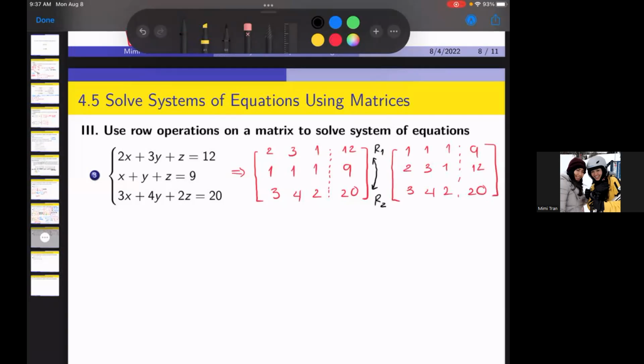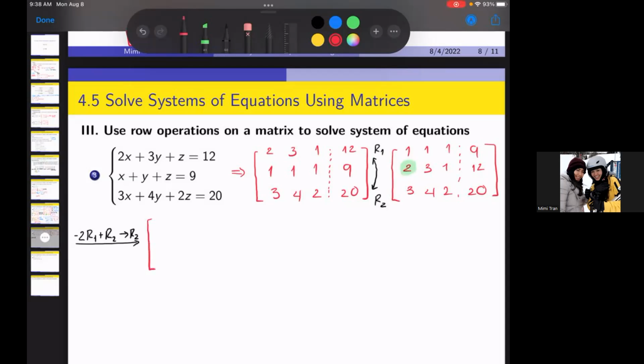All right, now I need to make this into a zero, that number two right there. So what do I do? Haya, do you want to tell me what you want to do to make the two zero? Negative two times what row? Yeah, negative two R1, right? Negative two R1, add to R2, and now I have a new R2.